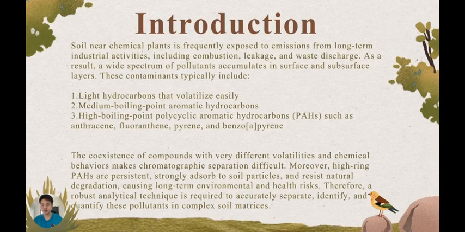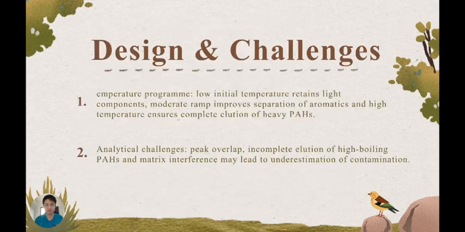This is the introduction. The soil around chemical plants is often contaminated due to long-term emissions, leakage, and waste disposal. This soil contains light hydrocarbons, aromatic compounds, and high-molecular-weight PAHs with very different volatilities. Their similar structures and strong adsorption, especially for high-molecular-weight PAHs, make separation difficult and pose long-term environmental health risks, requiring a reliable analytical method.